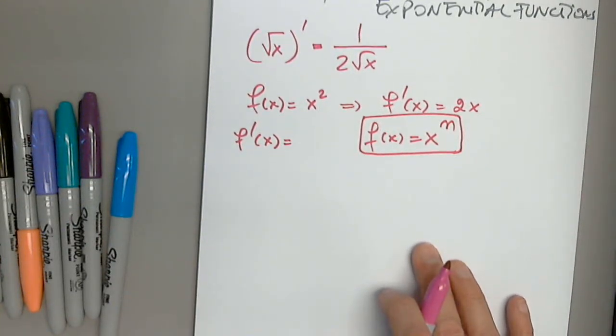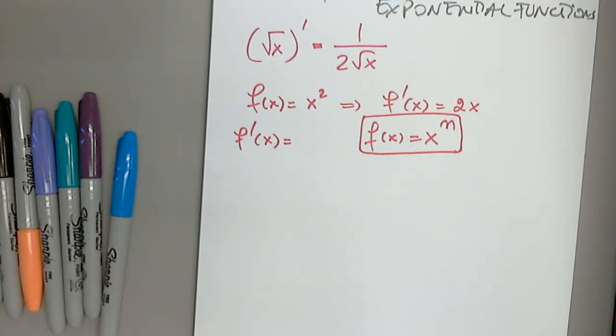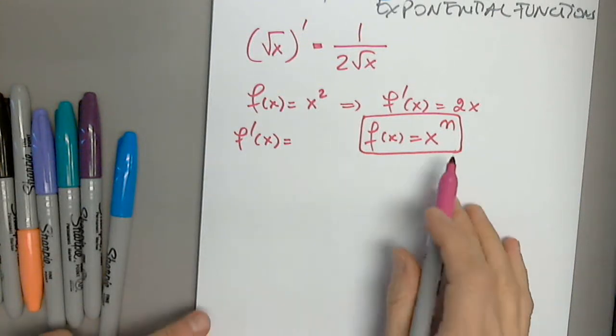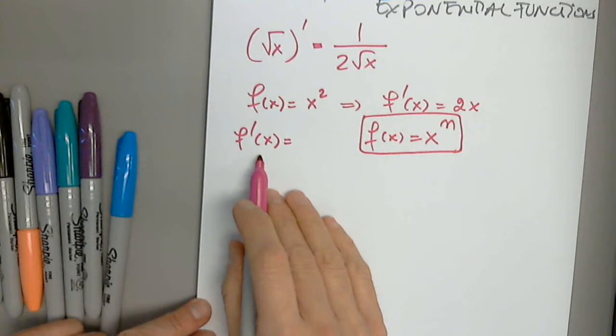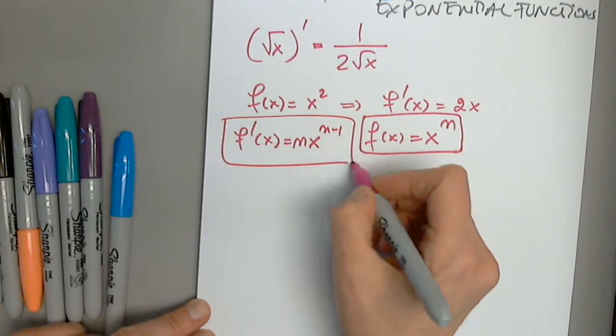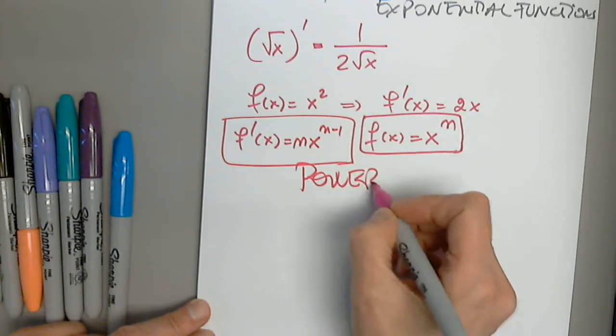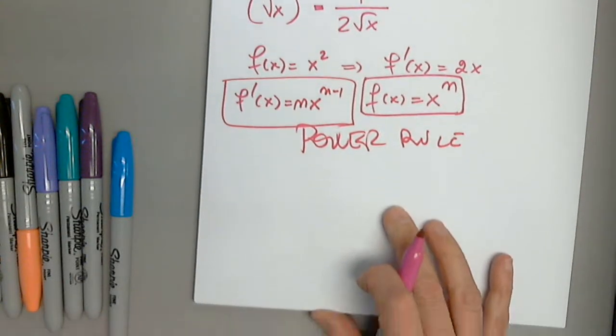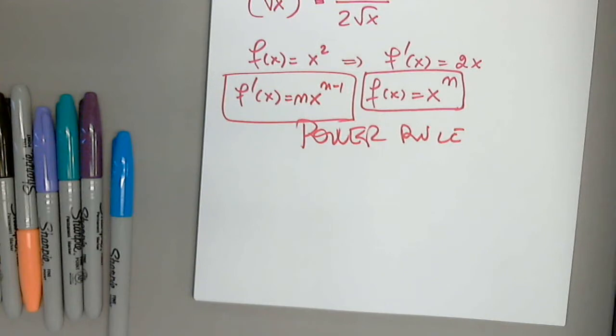It's not impossible, but it will take some time to use the derivative function definition to determine the derivative of this. The limit as h approaches 0 of f of x plus h minus f of x over h. It will take some time. What do you think this will equal? n x to the n minus 1. This is what we call the power rule.